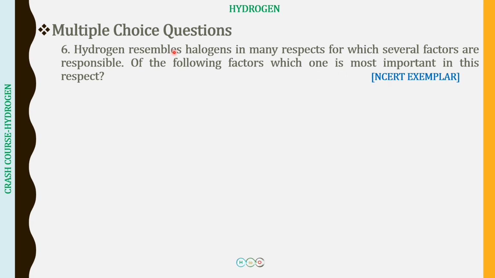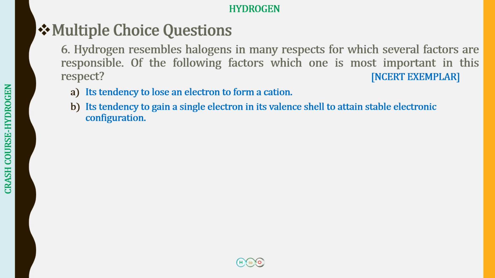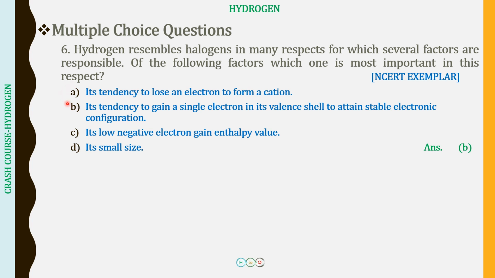Fine. Now this question says that hydrogen resembles halogens in many respects, for which several factors are responsible. Of the following factors, which one is the most important in this respect? The first choice is its tendency to lose an electron to form a cation. The second is its tendency to gain a single electron in its valence shell to attain stable electronic configuration. The third is its low negative electron gain enthalpy value, and the fourth is its small size. As far as the answer is concerned, this is the B choice, as you can see written over here. But let us discuss all of these points. They are going to be important for our understanding.